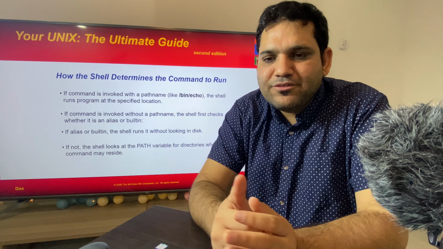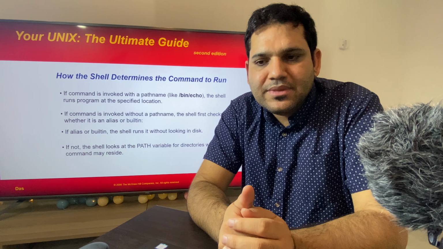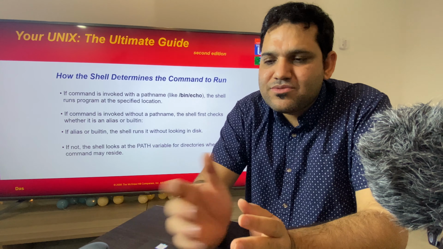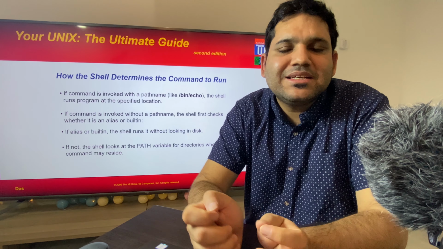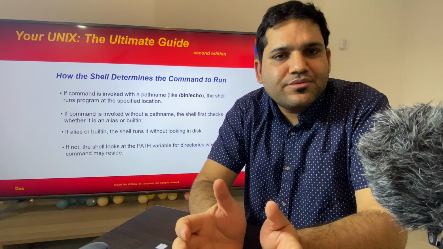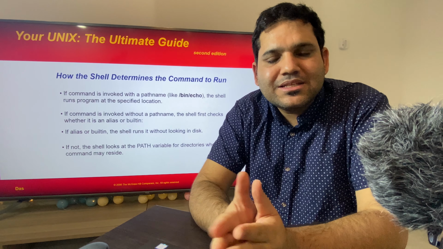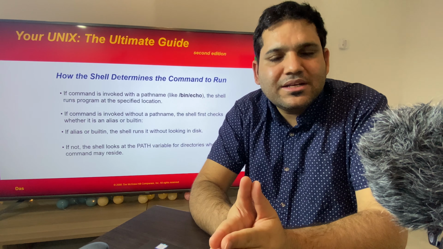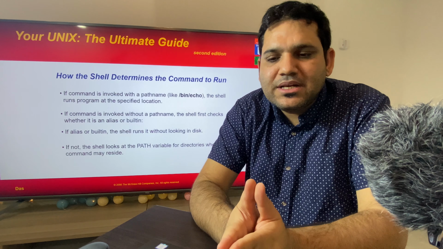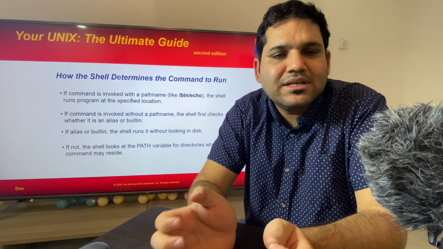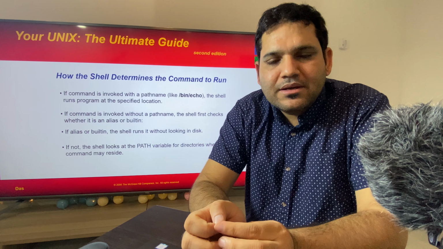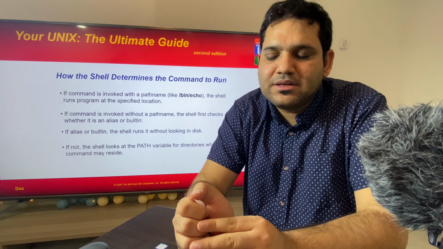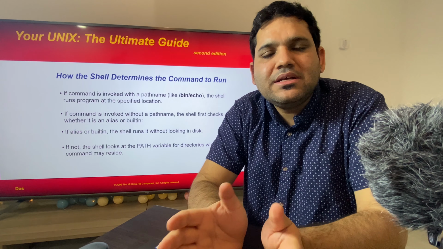So there are different things. If the command is invoked with the path name, like with the full path, like /bin/echo, the shell runs the program at the specified location. If the command is invoked without a path name, then the shell first checks whether it is an alias or built-in or not. If it is built-in, the shell runs it without looking into disk. But if it is not built-in, then the shell will look at the path variable for directories where the command may be found.